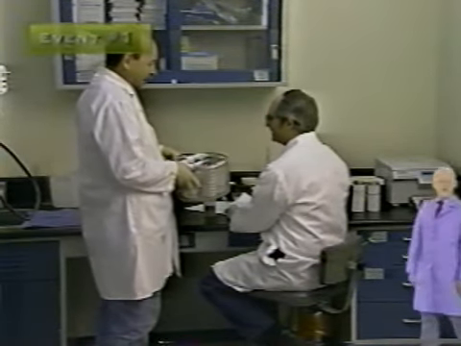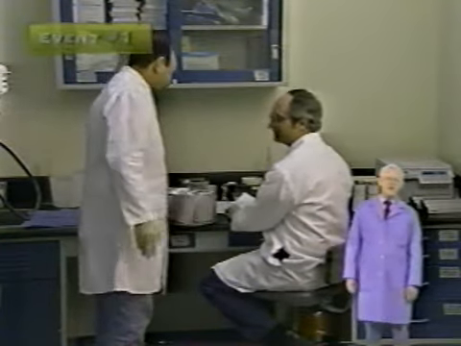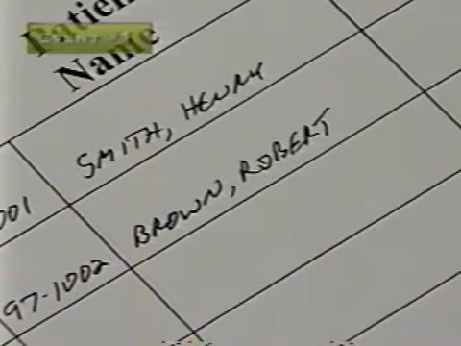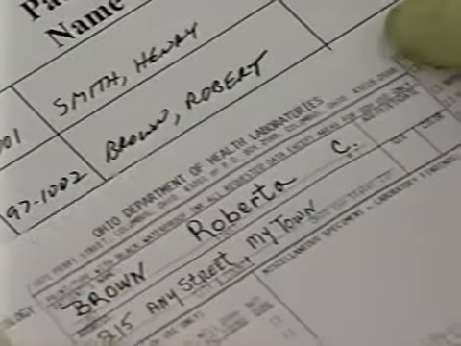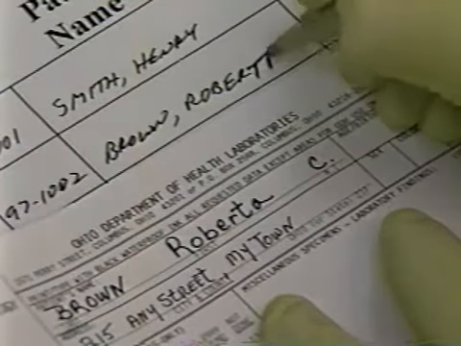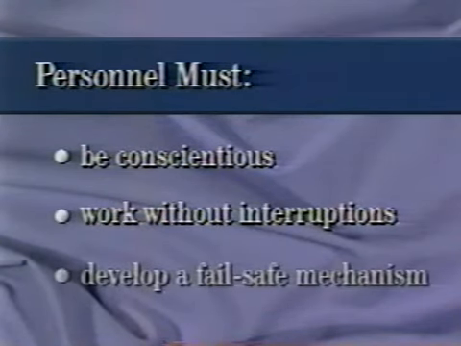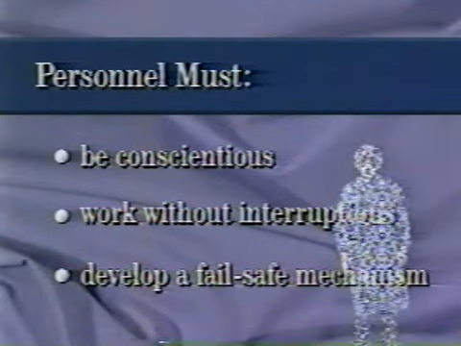Do you remember this scene from the observation exercise? Did you notice the incorrect entry of the patient's name? Roberta Brown was entered as Robert Brown. That could be serious. Correct correlation of the patient's specimen with laboratory records is critical. Inaccuracies during specimen login could result in erroneous information being transmitted to the physician. To prevent this type of problem, personnel must be conscientious, work without interruptions, and develop an internal fail-safe mechanism, for example, barcodes for verifying the entries.